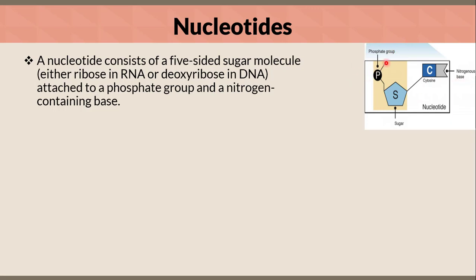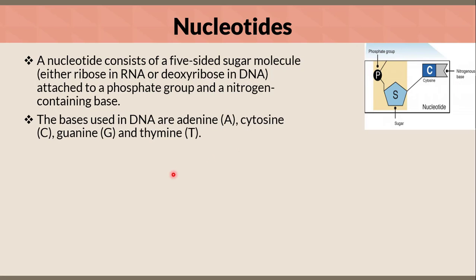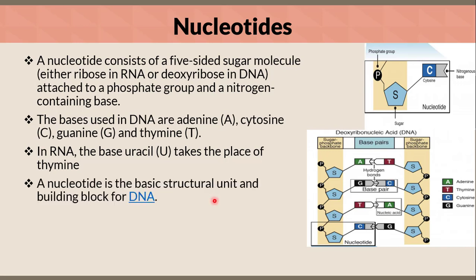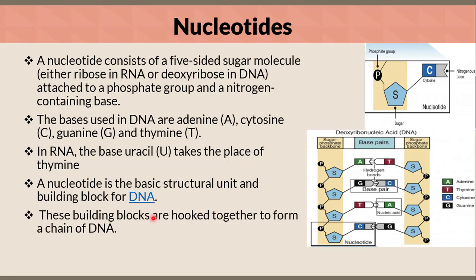The bases used in DNA are adenine, cytosine, guanine, and thymine. This is the structure of deoxyribonucleic acid, DNA. Here adenine, thymine, cytosine, guanine. In RNA, the base uracil takes the place of thymine. It's the basic structural unit and the building block of DNA. These building blocks are hooked together to form a chain of DNA, as you can see here in this graph.